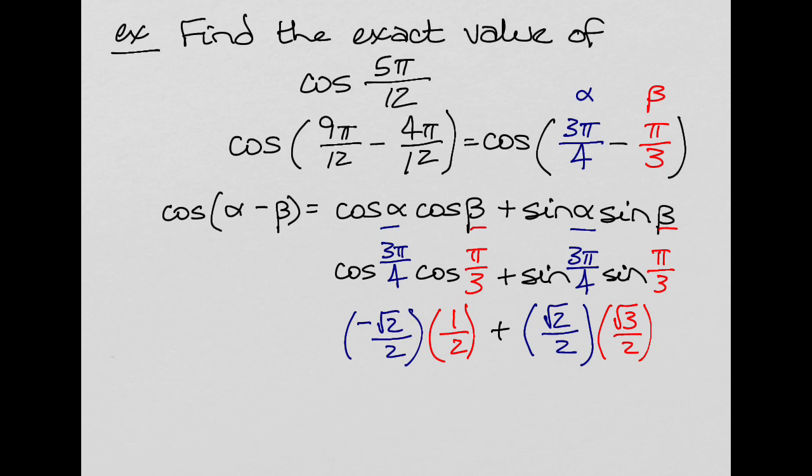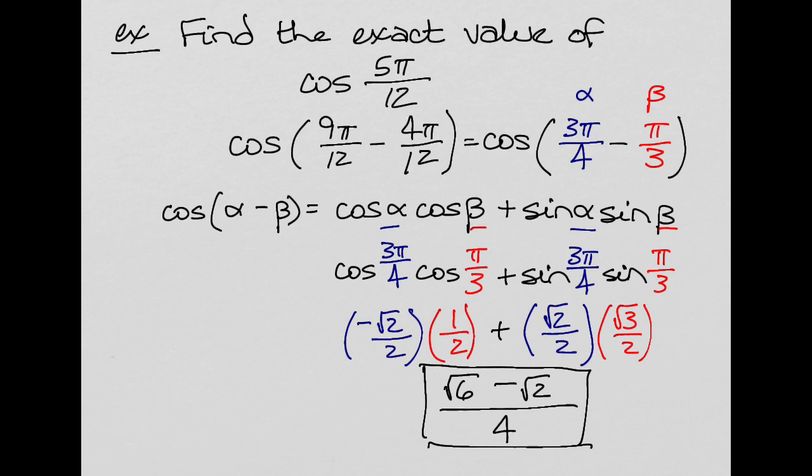We're going to multiply, we're going to add. My denominator is 4 on both sides, that's nice. And then numerators, let's see, I have minus root 2 and plus root 6. So I'm going to write that like this. Positive root 6 minus root 2. Denominator is 4. And there it is. That's the exact value of cosine 5 pi over 12.